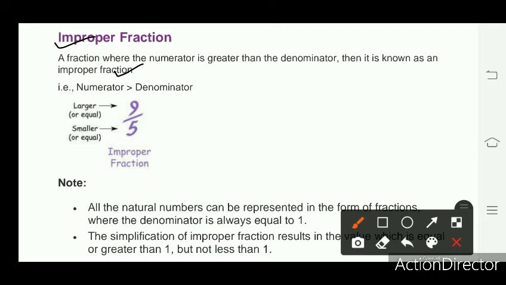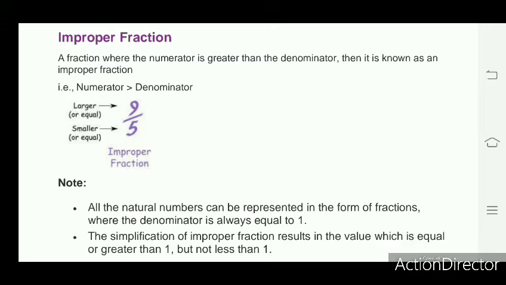Now here we take one example, like fraction 9/5. So 9 is the numerator here and 5 is the denominator. Now here we compare these two numbers, numerator and denominator. We observe 9 is greater as compared to 5. So this type of fraction where the numerator is greater as compared to the denominator is known as an improper fraction.